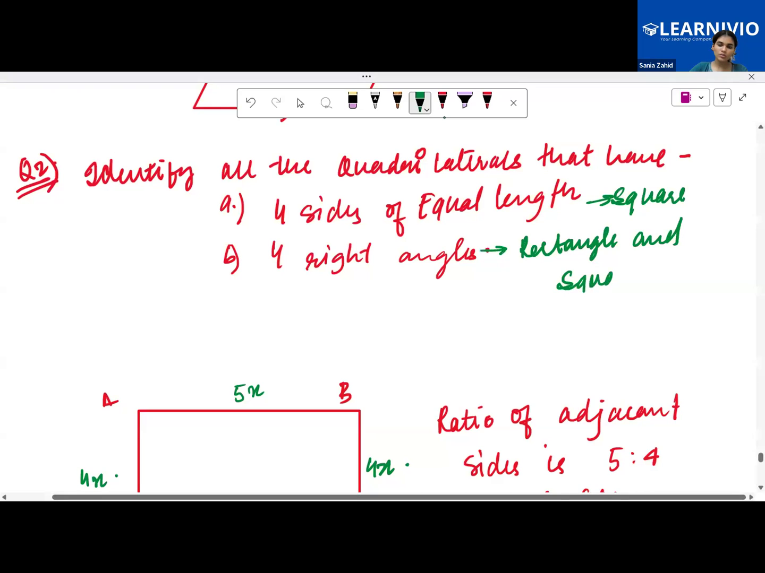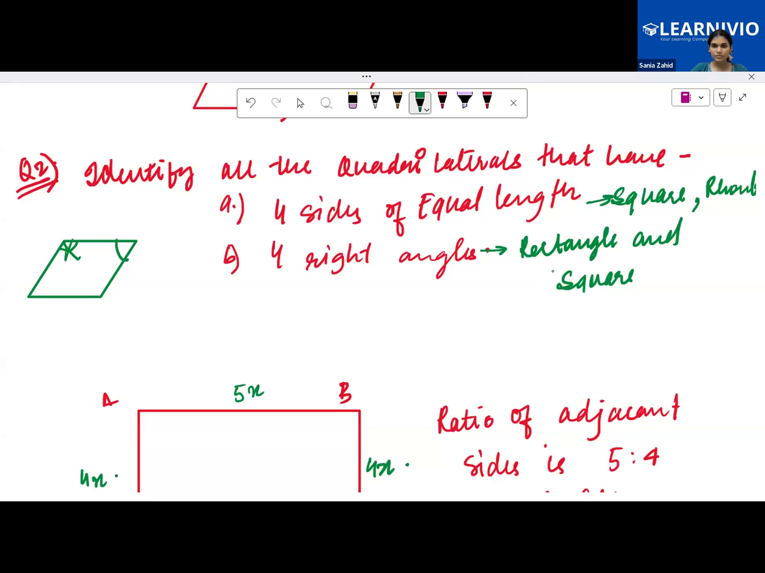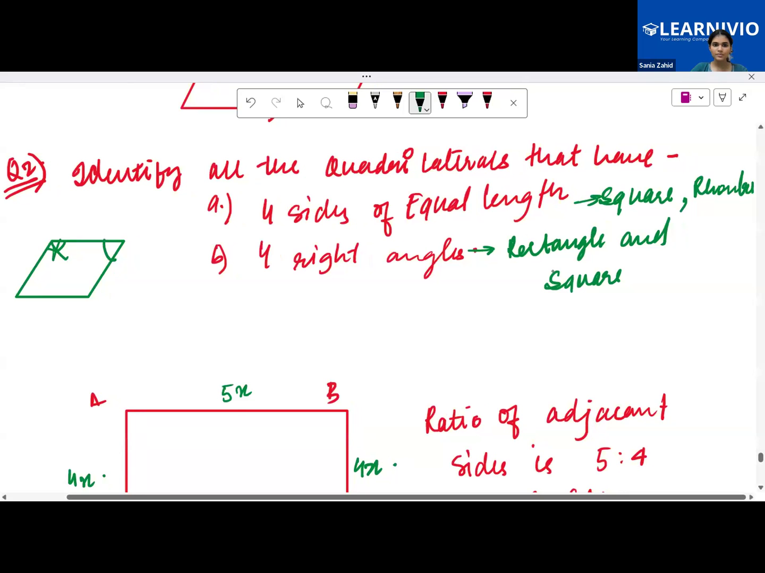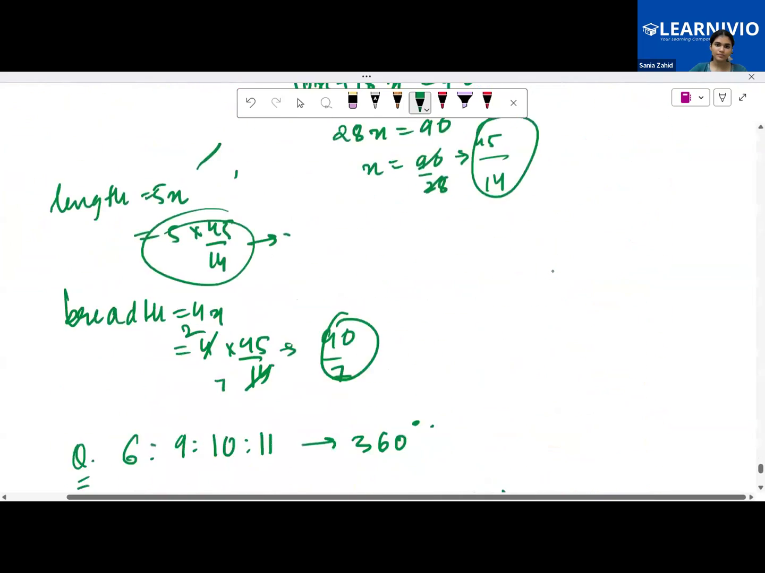It can't be rhombus. In a rhombus, these angles are not 90 degrees. They're just normal angles of any value. Okay. This will be square and rhombus. Clear? Yes, ma'am.